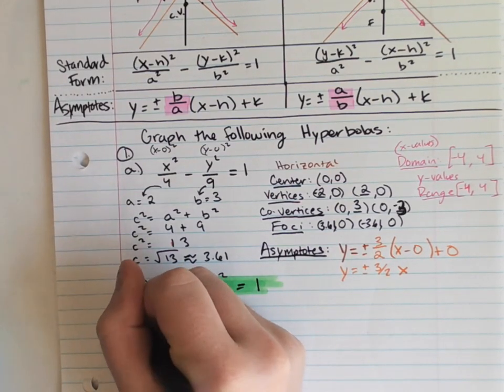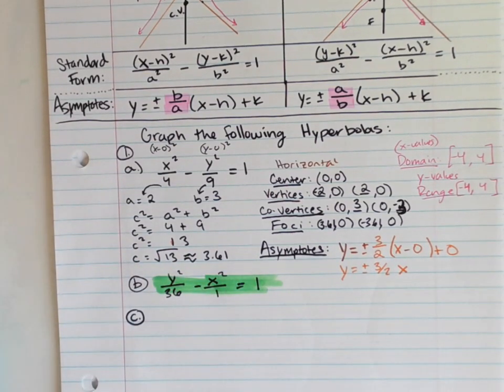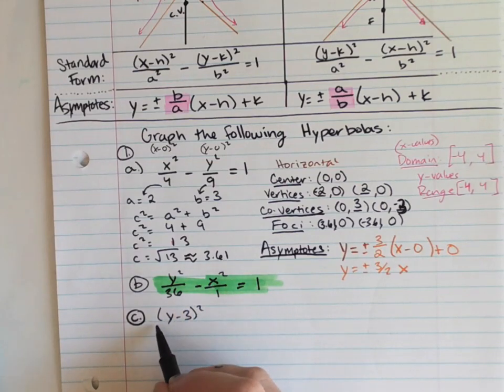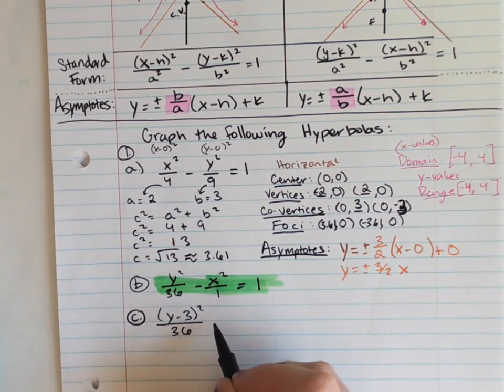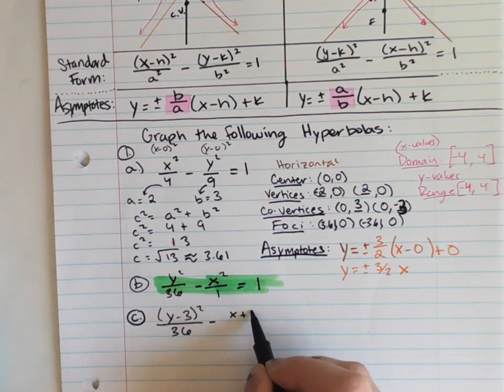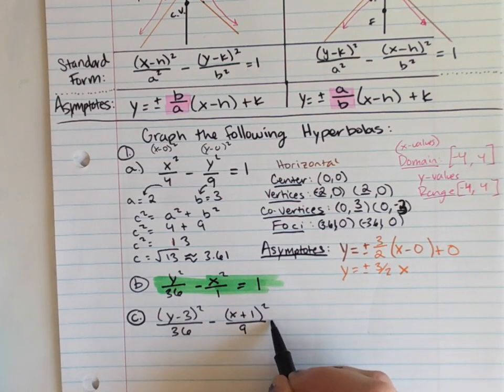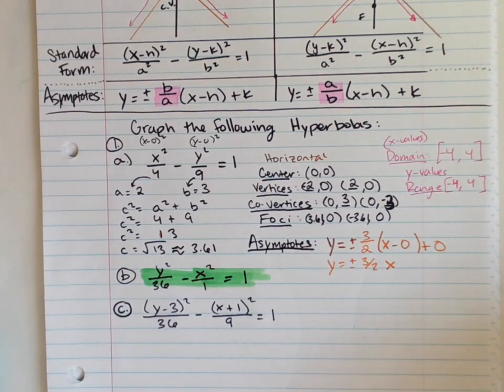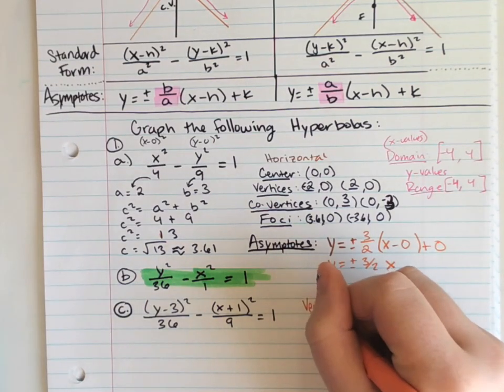Let's do another one. So 1A and 1B are about hyperbolas that are centered at 0, 0. Let's try one that's not centered at 0, 0. So if we have y minus 3 squared over 36, all right. So the first step is to determine, is it horizontal or vertical? Since y is listed first, this is going to be vertical.